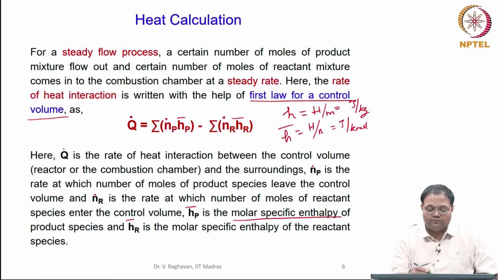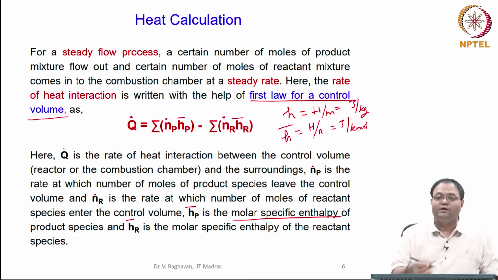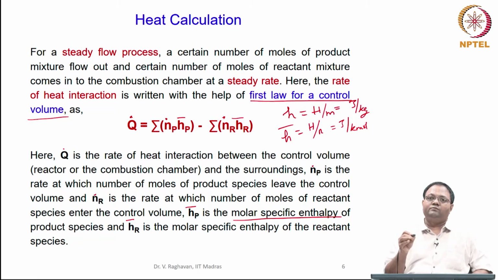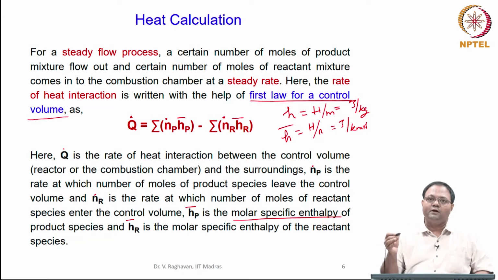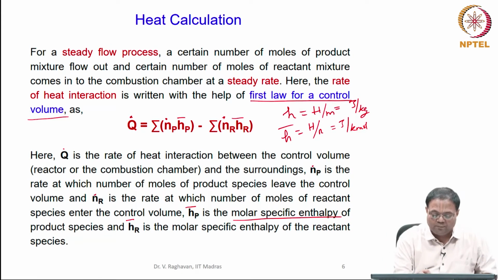So, HP is the molar specific enthalpy of the product species, and HR is the molar specific enthalpy of the reactant species. We have already seen how to write the equation. For example, if there is 1 mole of methane and 2 moles of oxygen, then the reactant enthalpy is 1 times H of CH4 plus 2 times H of O2. That summation is done to get the mixture's enthalpy. Similarly, for products, CO2, H2O, and nitrogen may be present. Based upon the number of moles of each, you multiply the number of moles by the species enthalpy to get the product enthalpy.